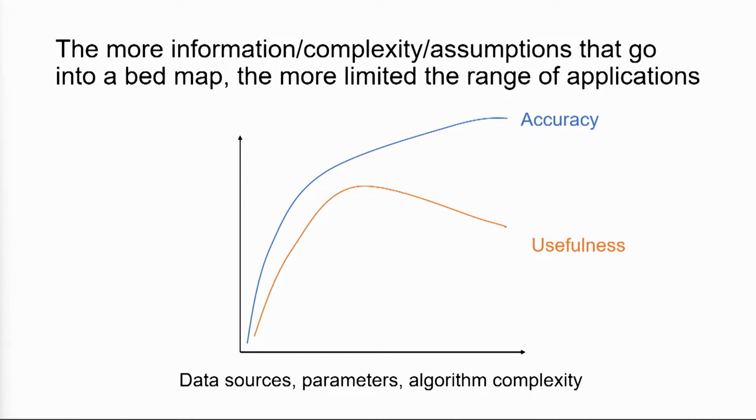So I like to imagine this curve where as the complexity of your algorithm increases, there comes a point where you have diminishing returns in terms of accuracy, and your utility goes down. So for example, if we make the assumption that topography is always oriented along ice flow direction, we can probably squeeze some more accuracy out of our maps, but we're also limiting the range of applications of the final product. So I think it's important to discuss where this tipping point is for us.